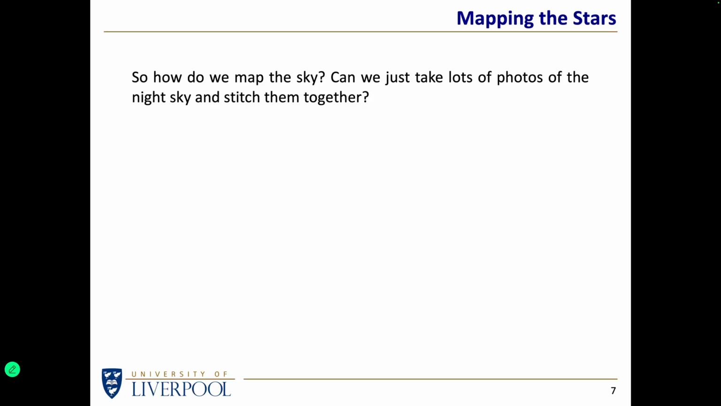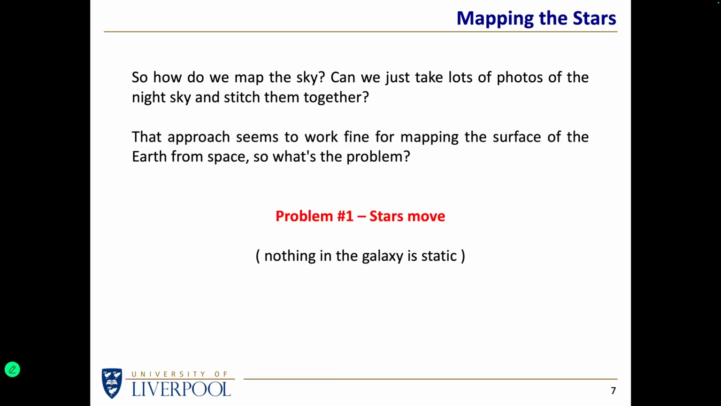So how do we map the sky? Do we just take lots of pictures and stitch them all together? Well, of course that works fine for mapping the Earth, for instance, from a satellite in space, but there's a problem doing that on the stars in the sky, and the problem is the stars move. They don't seem to move that fast when you think about stars moving in the Milky Way, but nothing in the galaxy is actually static.